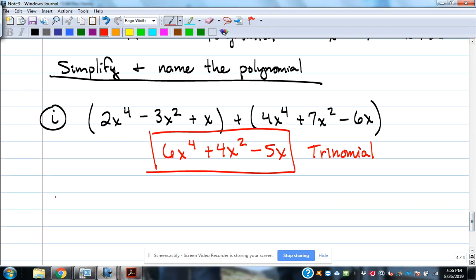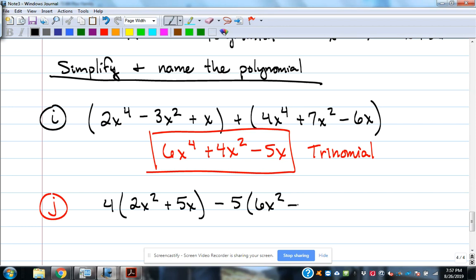Not hard at all. 4 parentheses 2x squared plus 5x, minus 5 parentheses 6x squared minus 3x.